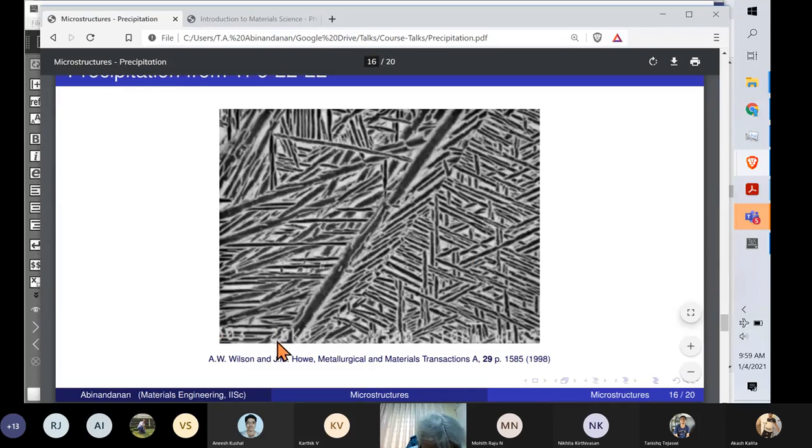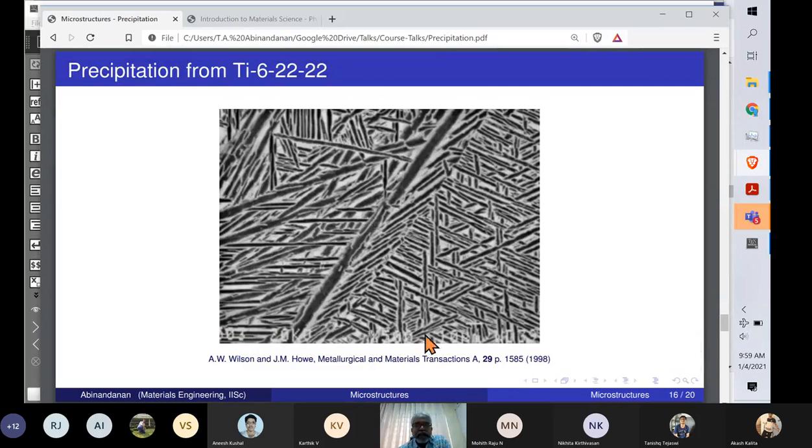And I'm not very sure what the length scale there is. I'm not able to see it that clearly. But anyway, so I've given the reference here. And it's pretty neat. So you see all these elongated plate-like precipitates, and they appear in this form because what you're seeing is basically a section, and in the section they appear like these rods.